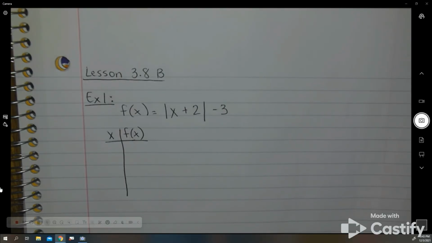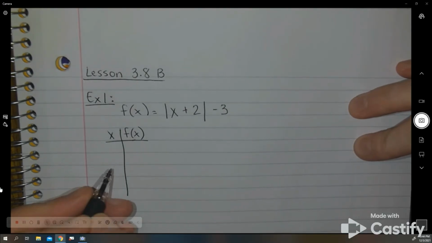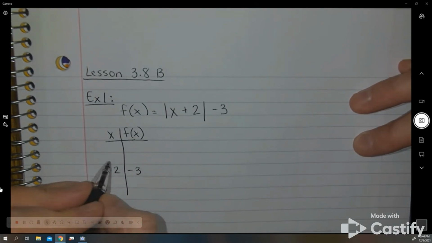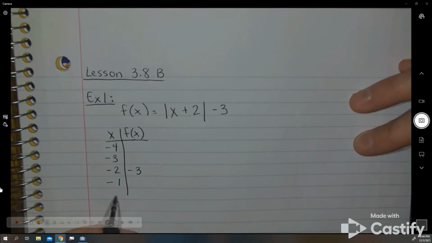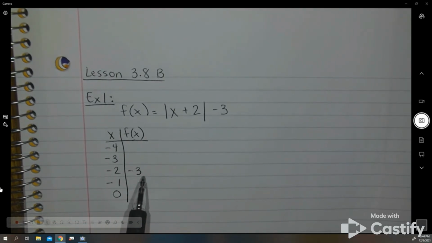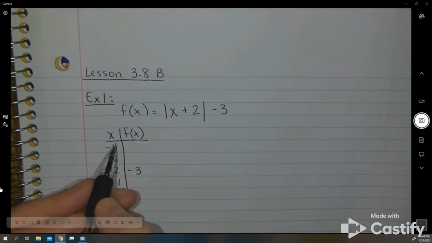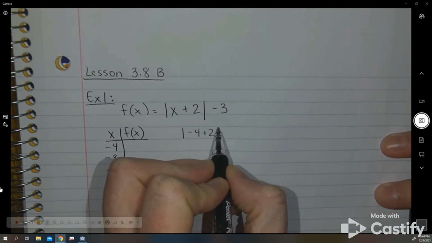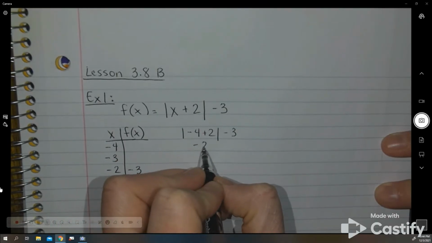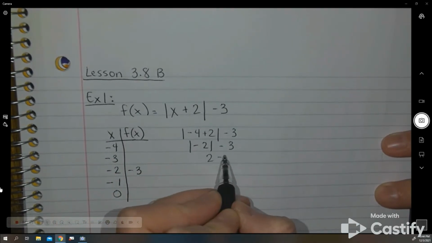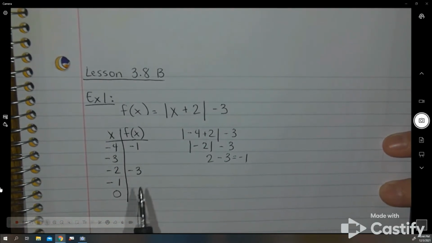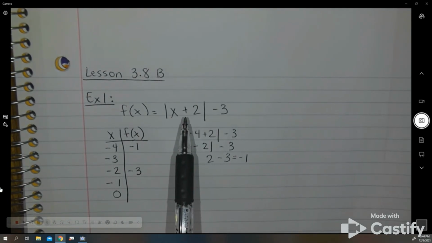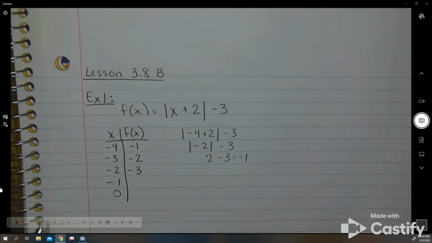Because we know that the vertex is (-2, -3) based on our equation, I like to make sure that I go a couple of numbers lower and a couple of numbers higher than that. So I'm also going to do -4, -3, -1, and 0. If I plug -4 into our equation, we have the absolute value of -4 plus 2, minus 3. Well, -4 plus 2 is -2. The absolute value of -2 is 2. 2 minus 3 is -1. Then -3 plus 2 is -1. The absolute value of -1 is 1. 1 minus 3 is -2.